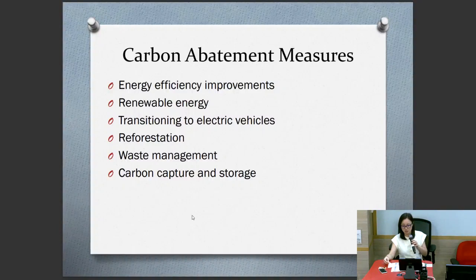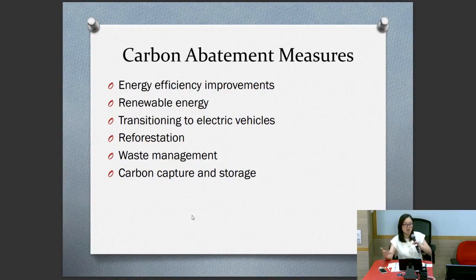Maybe like variable speed pump, variable frequency motor, or some new technology in the building services systems. And we may also utilize renewable energy: solar panels, wind turbines, and others. Transitioning to electric vehicles, so this is the electrification. So switching from using fossil fuel to using electricity, and we may utilize some renewable energy for generating electricity.